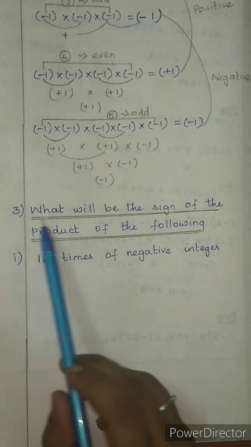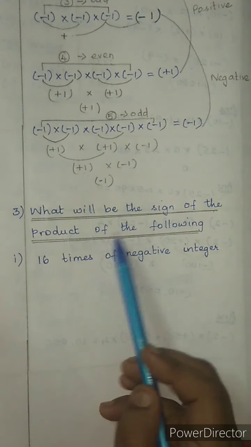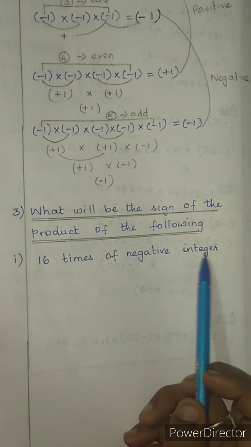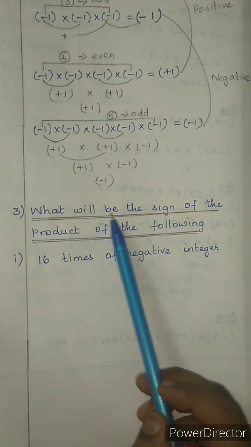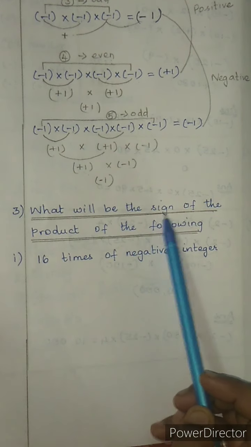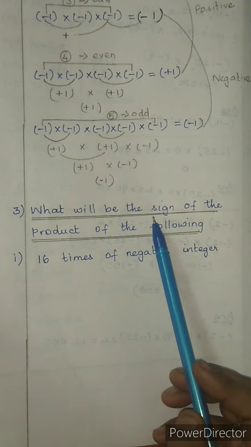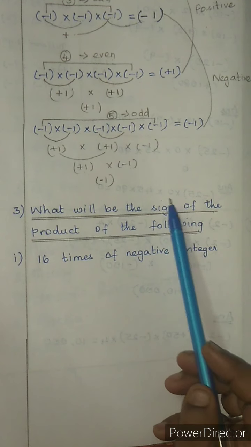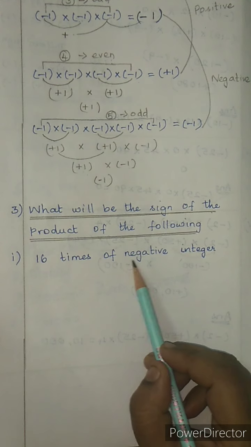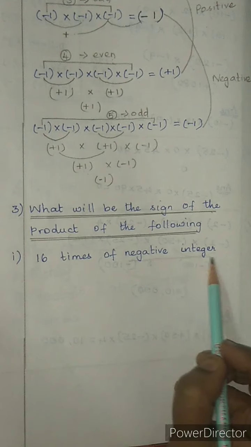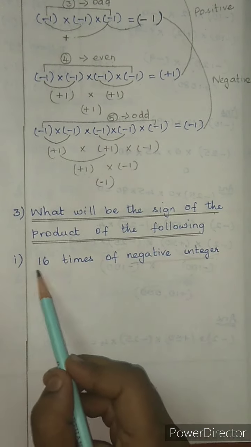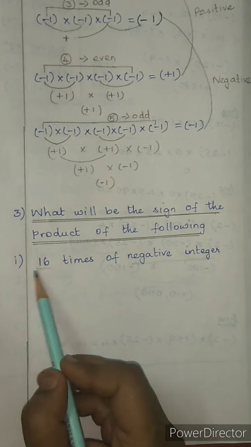Third problem, what will be the sign of the product of the following? First subdivision, 16 times of negative integer. Here they are not asking you to find the product, but you are asked to find the sign of the product. Whatever the product is, they are asking only about the sign. In the question, the negative integer is not given, but the number of times it is multiplied is given. That is, the negative integer is multiplied 16 times.